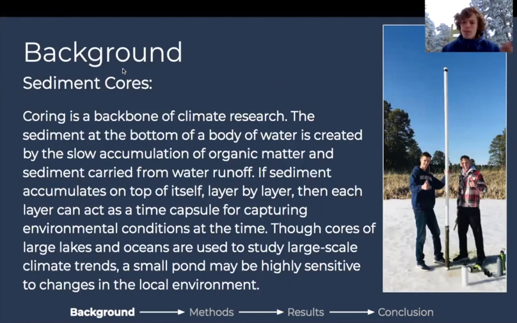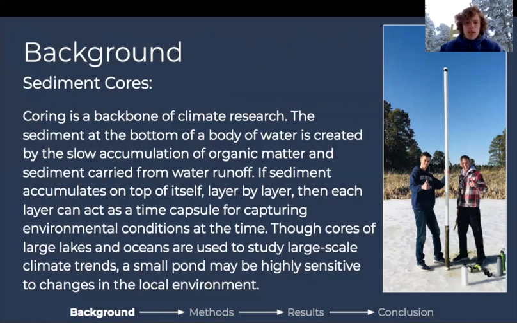So sediment coring, basically what is it? The sediment itself accumulates year by year, layer by layer, from the slow accumulation of organic matter and water runoff. And then all you have to do is core it, and you basically have a time capsule of what the environment was like during that time.